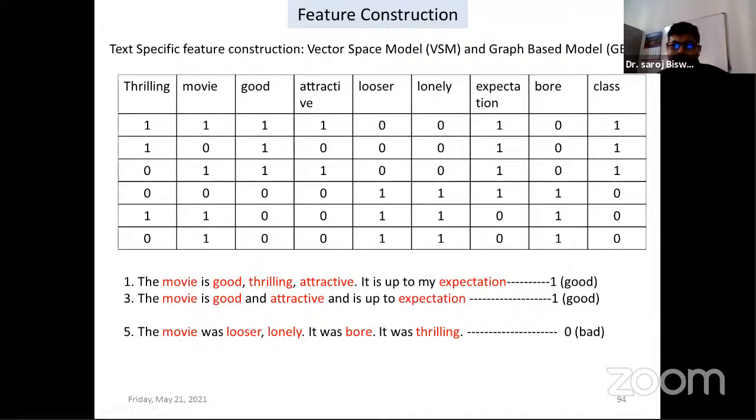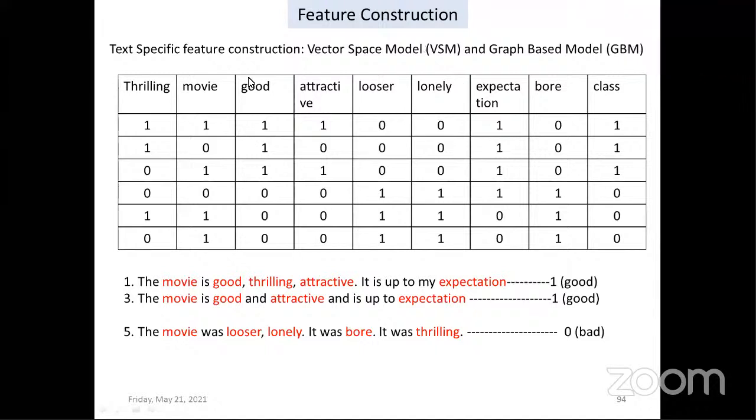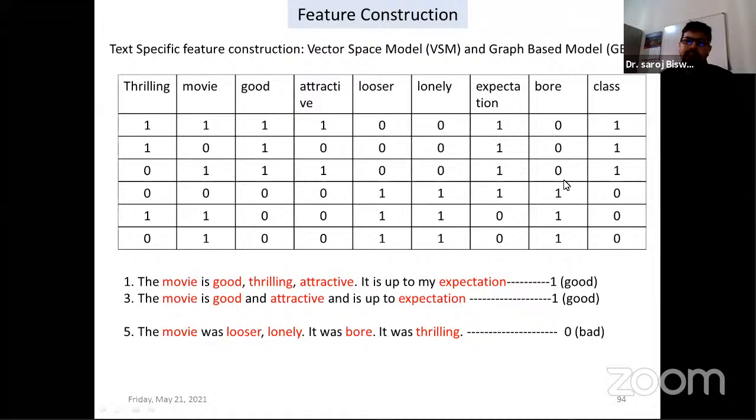when you work with textual data, the feature construction, or the feature representation, or the text representation can be done in 2 ways. One model is called VSM model, another one is called GBM model. This is the vector space model. In case of the vector space model, the whole table is represented like that. It's a tabular form, in which the whole keywords are represented.